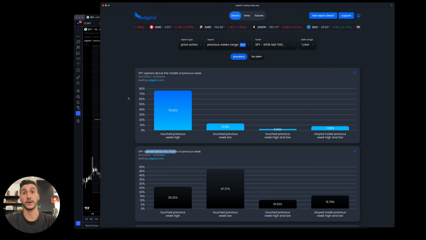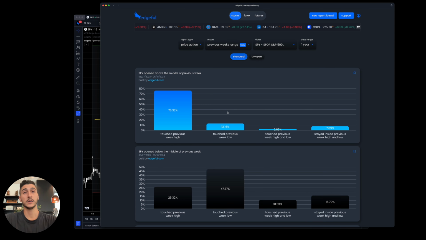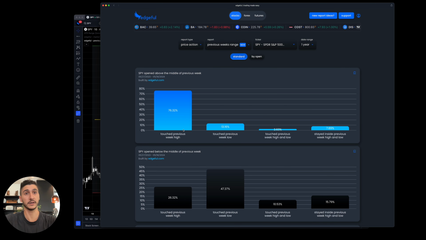So you can see that for every time we've opened above the middle, 76% of the time in the last year, we have touched the previous week's high. So we have touched this area, which we clearly did yesterday and again today. So targeting the previous week's high when we open above the middle happens 76% of the time.